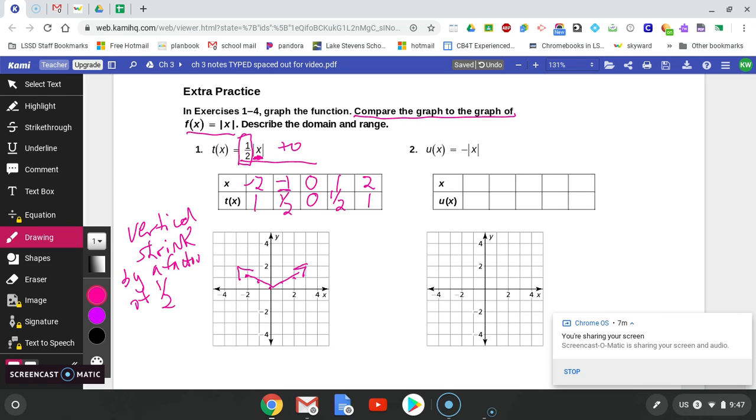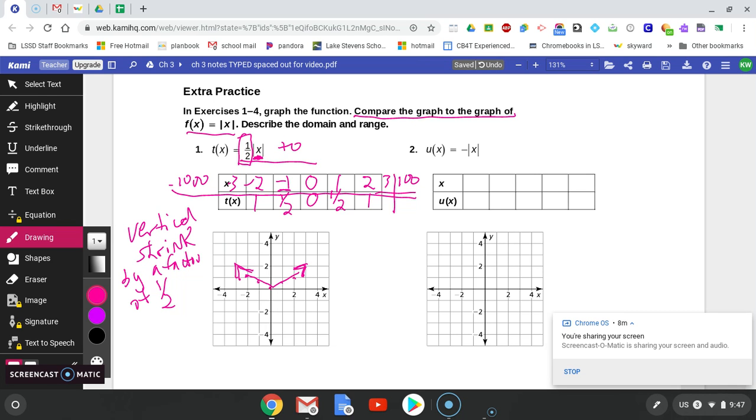Domain and range then. So domain is what values can x be? So how far left and right does the graph go? Technically I could have picked more numbers. I could have picked a 3, I could have picked 100, I could have picked as many numbers as I want. I could have picked a -3, a -1,000, it doesn't matter. I could extend this table as much as I needed to, which is why I drew arrows on it. It shows that it's going to continue in that same pattern forever and ever and ever.